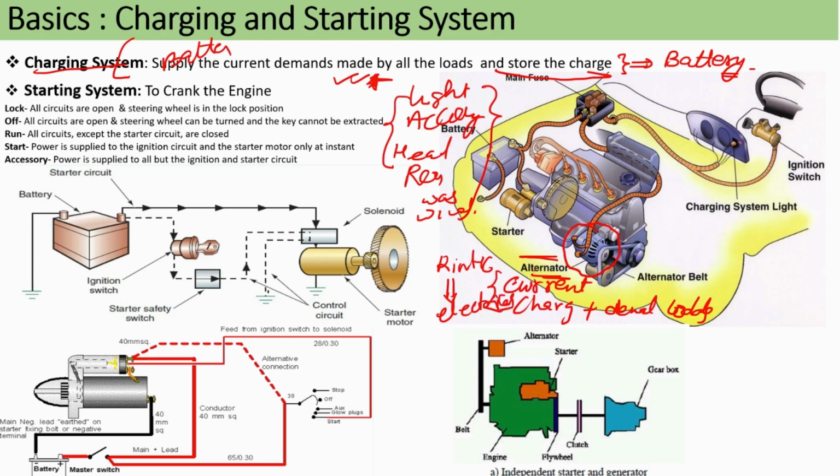You might be aware that there is one belt and we have the engine here. The engine rotates and this also rotates, and you know the basics of how electricity is generated through rotation, when permanent magnets rotate. I hope you are aware of all these basics. So just understand what the alternator does here. So this is the charging system.